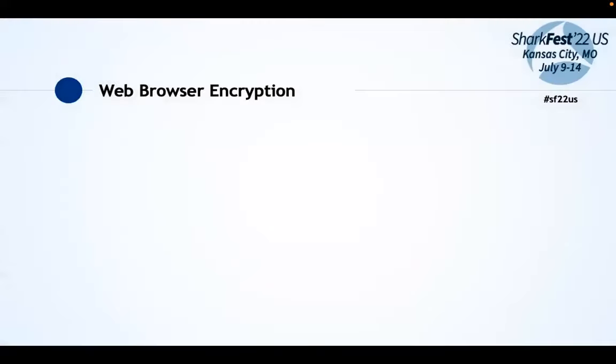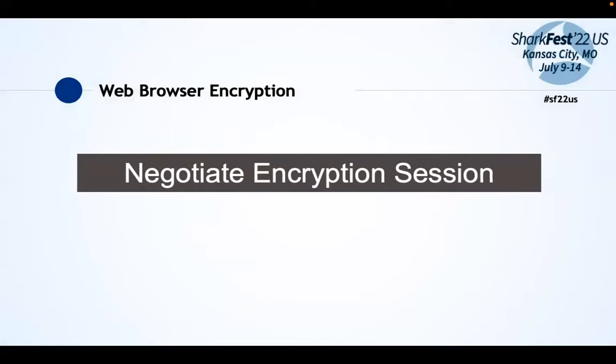All right, so web browser encryption. What's going on here? When we talk about web browser encryption, and we want to encrypt the data that we're sending back and forth between the client and the server, we really have two components to this. One component is that we need to negotiate the encrypted session. So we need some protocol to negotiate between the client and the server to figure out what protocols we're going to use and how we're going to set up that encryption.